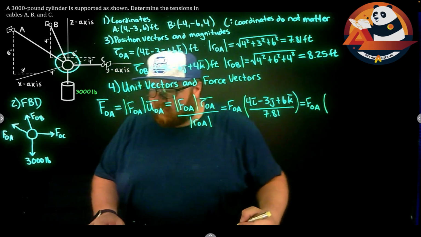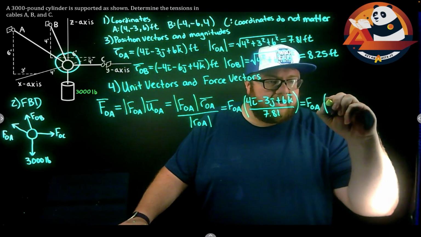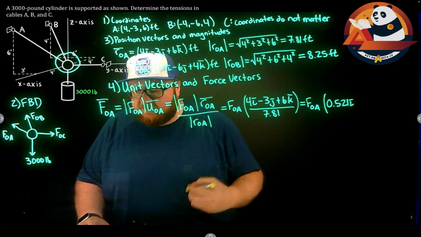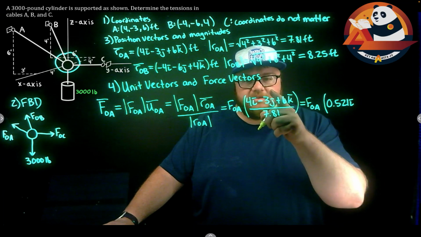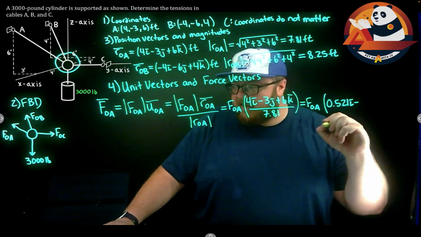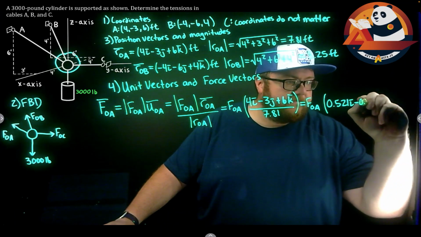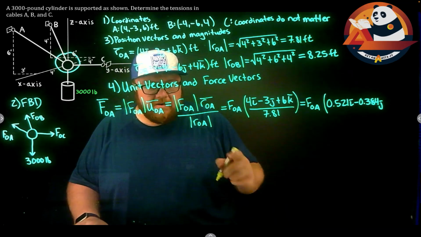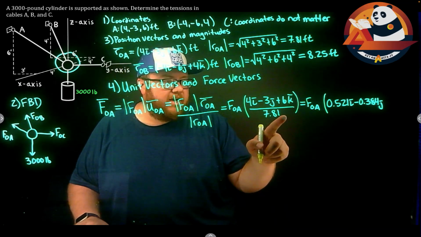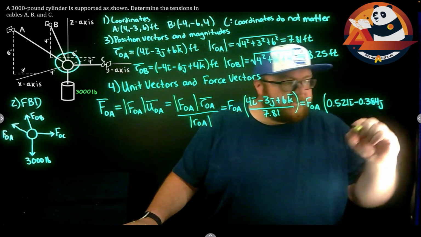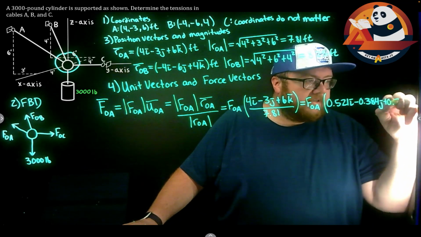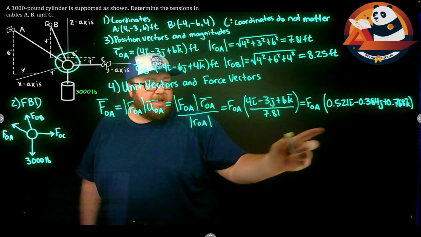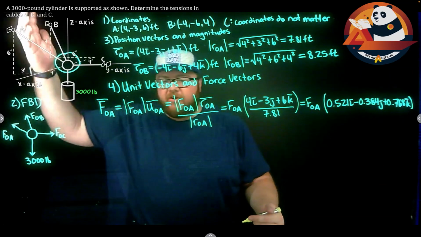Again, ultimately what we're looking to solve for, times 0.521I, minus 0.384J, FOA times negative 3 over 7.81, minus 0.384J, and then we have to add in, or plus, 6 divided by 7.81 times our FOA, plus 0.768K. But that is one of our force vectors in here. We need to repeat that for every other cable in there.